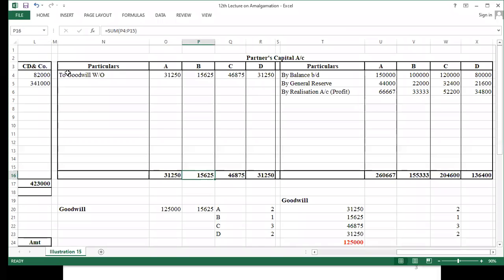फर्स्ट ऑफ ऑल वी हैव टू सी हुज कैपिटल इज लेस. यहाँ पे देखिए, इफ आई कंपेयर ए का 2,60,000 समथिंग है, इसका 1,55,000 समथिंग है, इसका 2,04,000. सबसे कम किसका है? डी का है 1,36,000. सो फर्स्ट ऑफ ऑल वी विल ट्राई टू फाइंड आउट अ बैलेंस ऑफ डी. यहाँ पे हम लिखेंगे टू बैलेंस कैरी डाउन टू बैलेंस शीट.